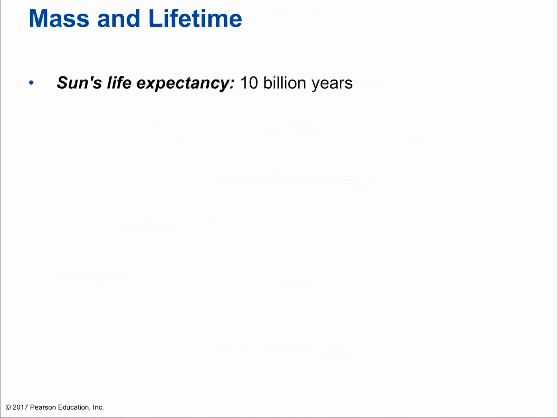So the sun's life expectancy is 10 billion years. We're not there yet. We're only about halfway through. And that's what's going to happen, because our sun will run out of hydrogen. And when it runs out of hydrogen, it's going to start dying.